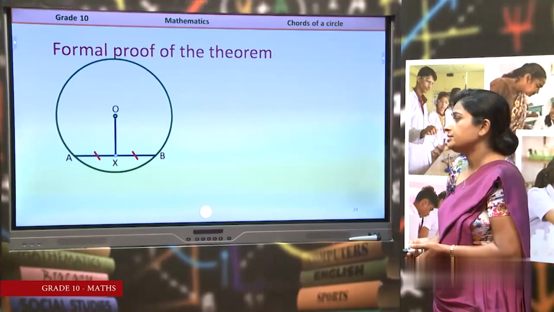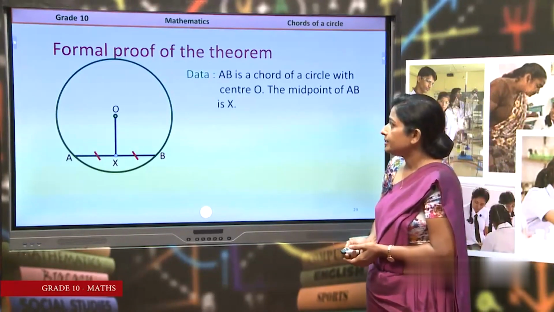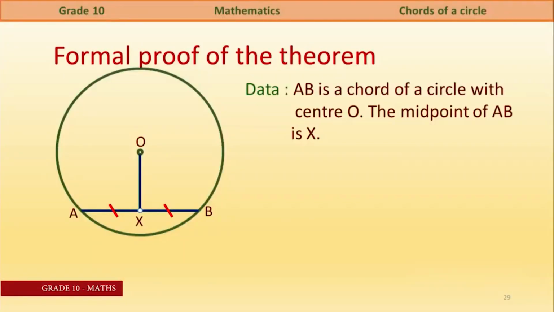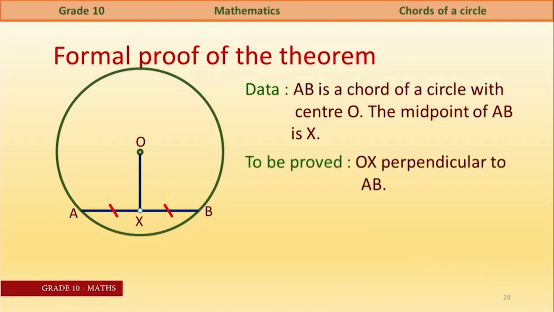First, we have to write the data. What are the data here? AB is a chord of a circle with center O. The midpoint of the AB chord is X. There is a procedure to prove, and under the procedure, first we must write the data. Data means the given things. O is the center, AB is the chord, and X is the midpoint of the AB chord. We should write that. Then we should write the thing we are going to prove.